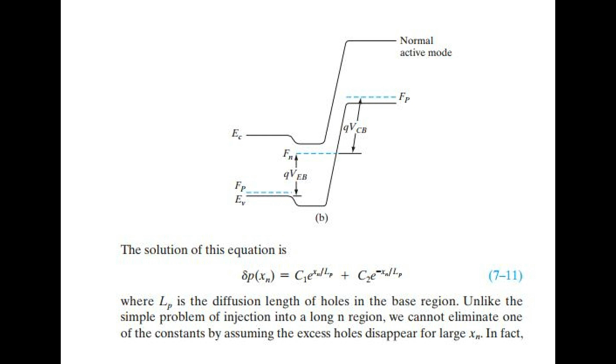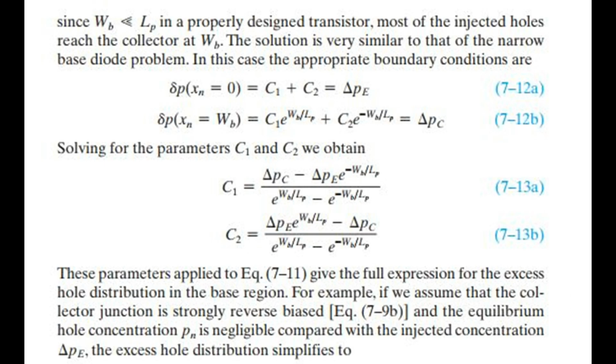Unlike the simple problem of injection into a long N region, we cannot eliminate one of the constants by assuming the excess holes disappear for large xn. In fact, since WB is less than Lp in a properly designed transistor, most of the injected holes reach the collector at WB. The solution is very similar to that of the narrow base diode problem. In this case, the appropriate boundary conditions are: Solving for the parameters C1 and C2, we obtain these parameters applied to Eq. 7-11, give the full expression for the excess hole distribution in the base region.